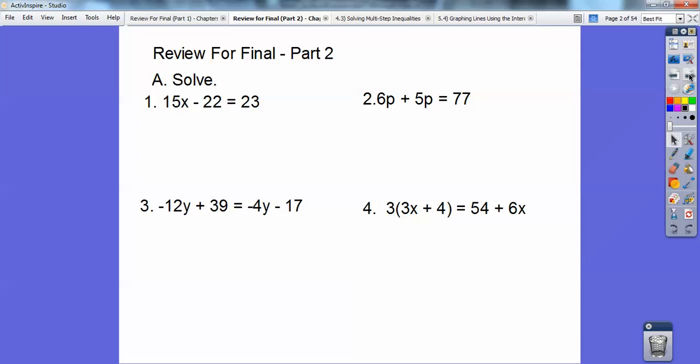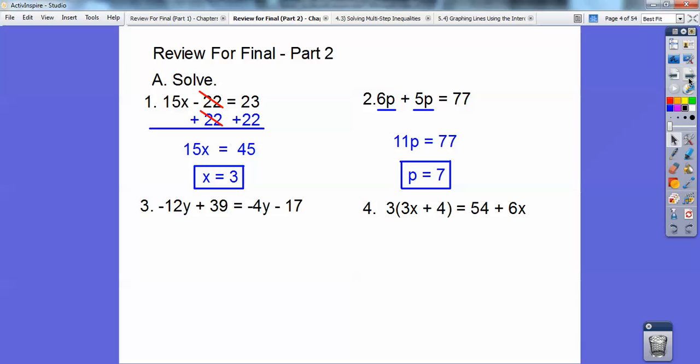Alright, so we're going to solve these. You're going to pause it and write these down. On this first one, I'm going to add 22 to both sides and get 45. So 15 goes into 45 3 times. Here I'm going to add 6 and 5, which gives me 11p, and 11 goes into 77 7 times.